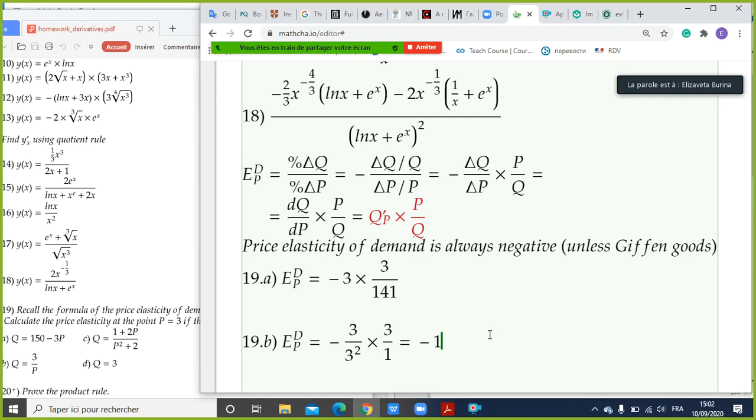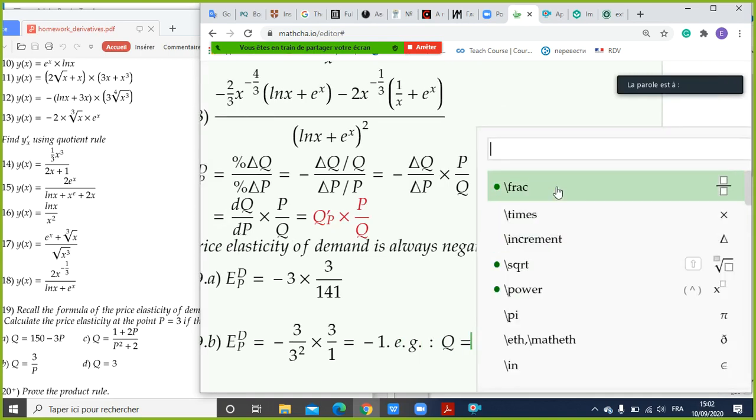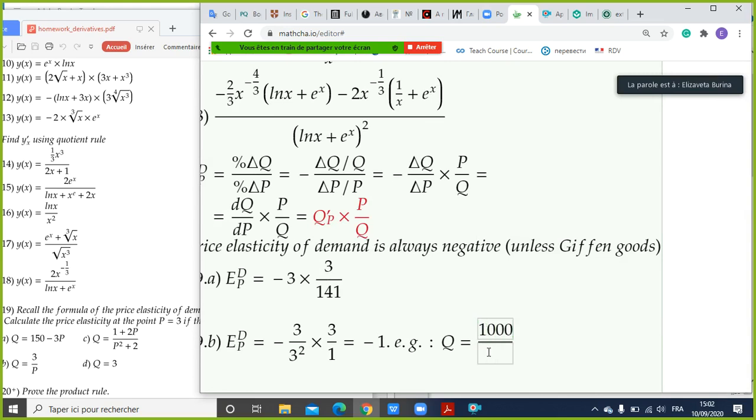We can see another example, like Q equals 1000 over P squared. So here you can calculate elasticity, you know how to do it. At whichever point it will always be the same, and we can just write that the price elasticity of demand is equal to minus 2 in this case. So it is just the exponent. It is always the exponent of P.